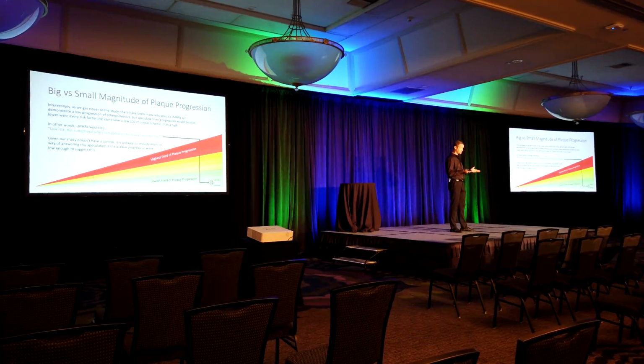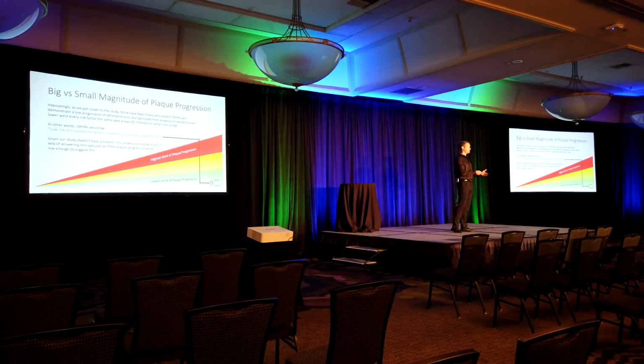Now, interestingly, as we get closer to this study, there have been many who predict lean mass hyperresponders will demonstrate low progression of atherosclerosis, but speculate their progression would be even lower were every other risk factor the same, save a low LDL cholesterol rather than a high. In other words, lean mass hyperresponders would be, perhaps in their words, low risk, but suboptimal when compared to the lowest possible risk. Given our study doesn't have a control, it is unlikely to provide much in the way of answering this speculation if the plaque progression were low enough to suggest this.